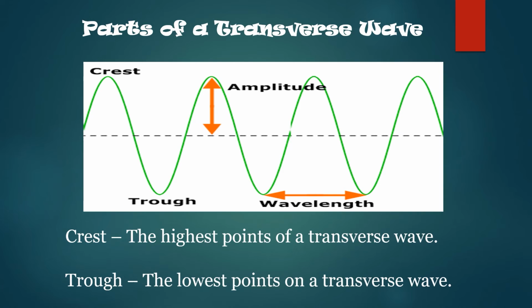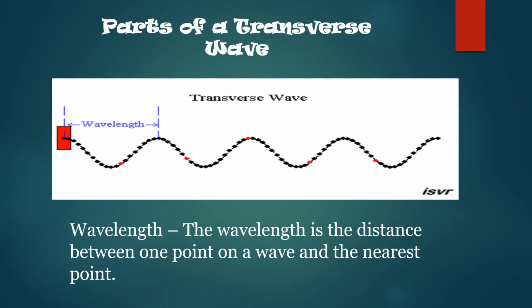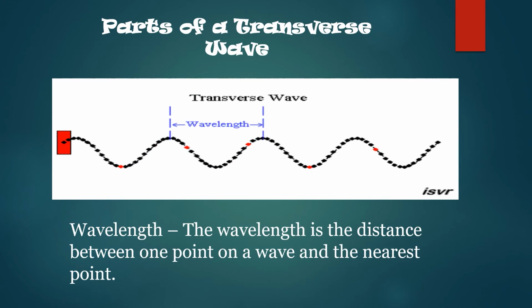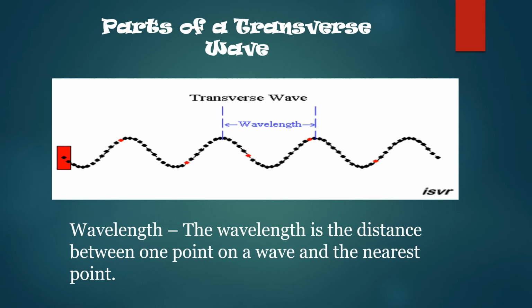First, the crest, the highest point of a transverse wave. Next, the trough, the lowest point on a transverse wave. Next is the wavelength. The wavelength is the distance between one point on a wave and the nearest point.